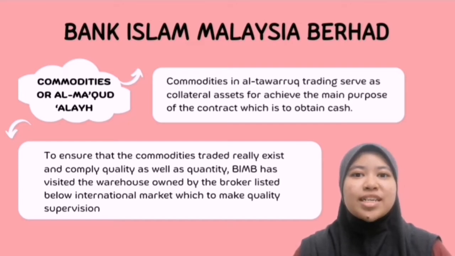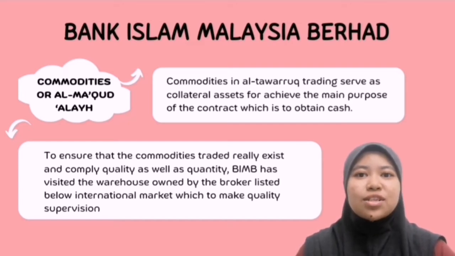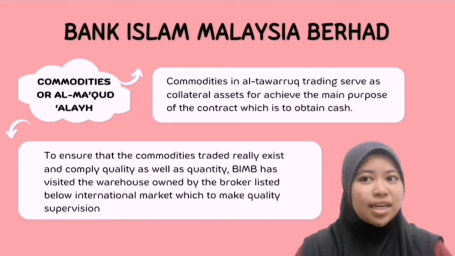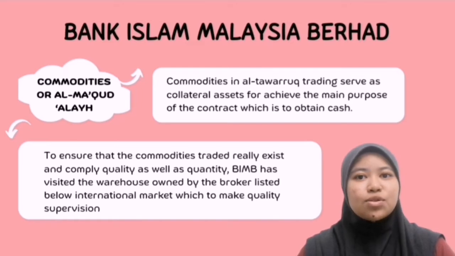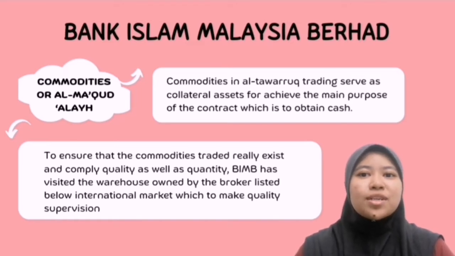Commodities in al-tawaruk trading serve as collateral assets to achieve the main purpose of the contract, which is to obtain cash. On this basis, the commodity used must be mutakawam, fast-moving goods that are easy to obtain, so that the buyer broker of the commodity is easily available in a short time.